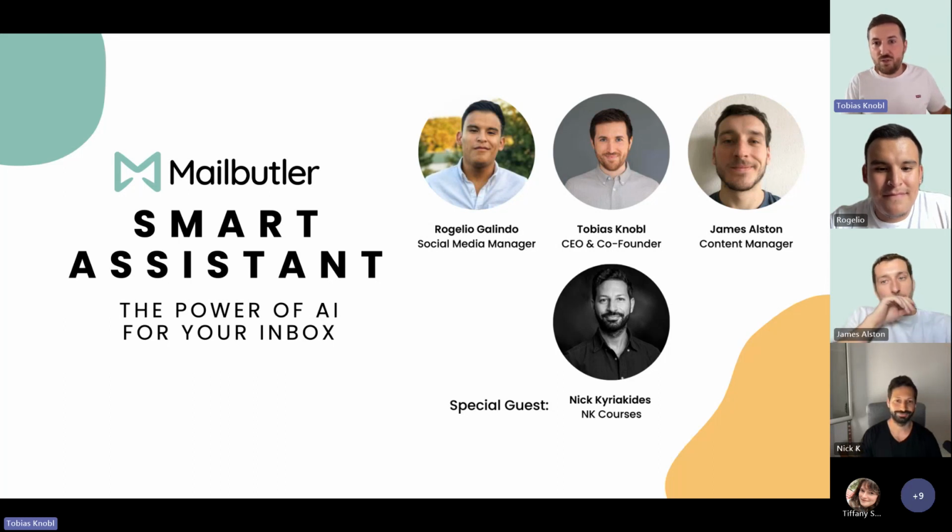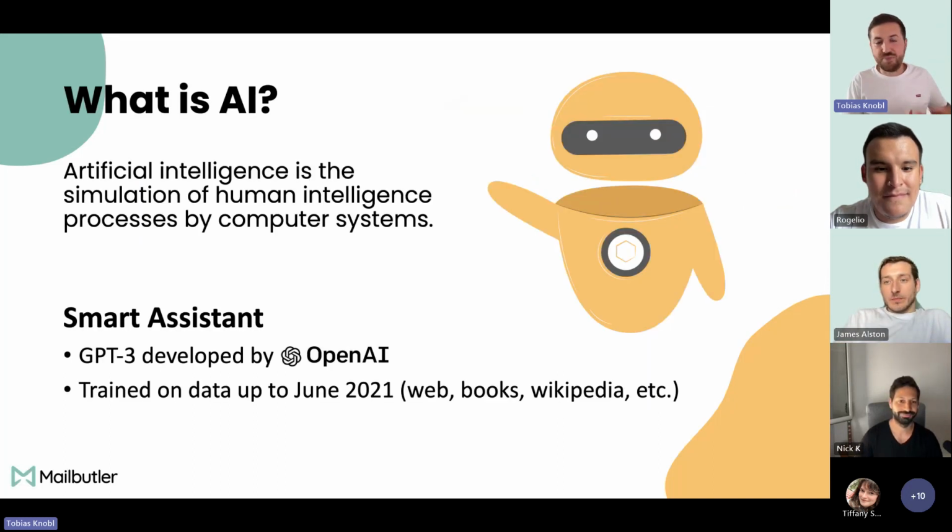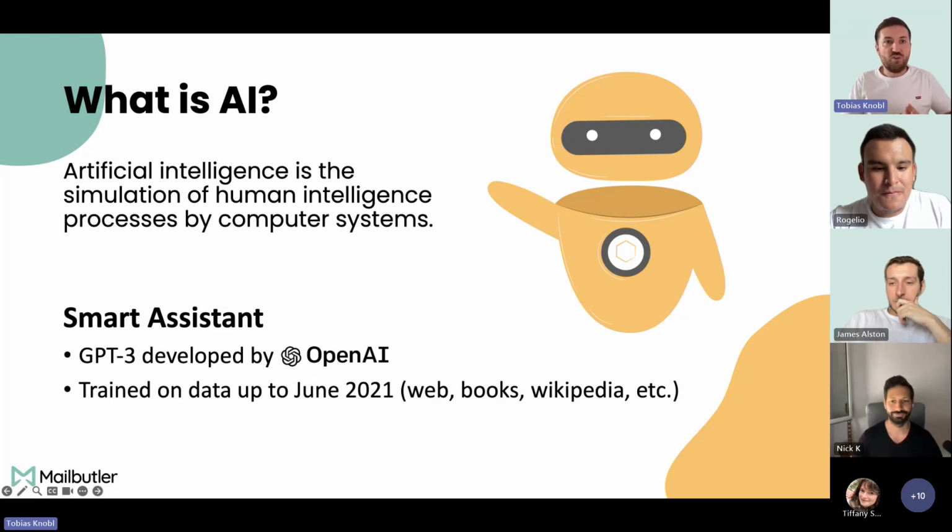Cool. While people are still tuning in, let's start with a short intro into artificial intelligence. So what is actually AI? There's a really short definition. Artificial intelligence is the simulation of human intelligence by computer systems.